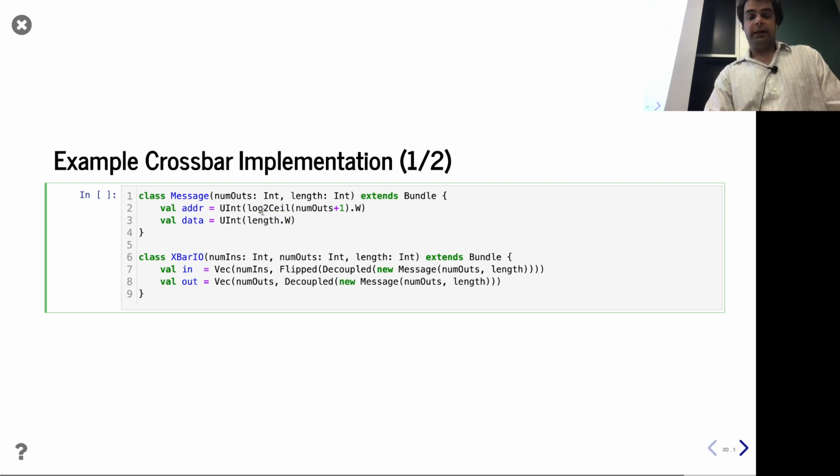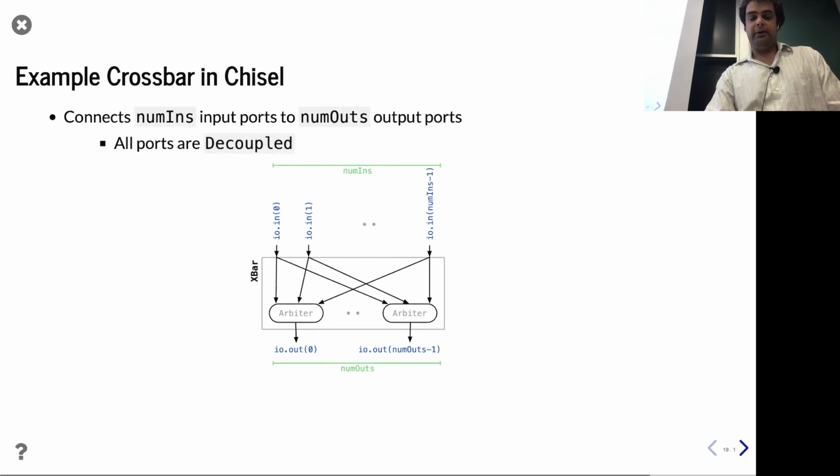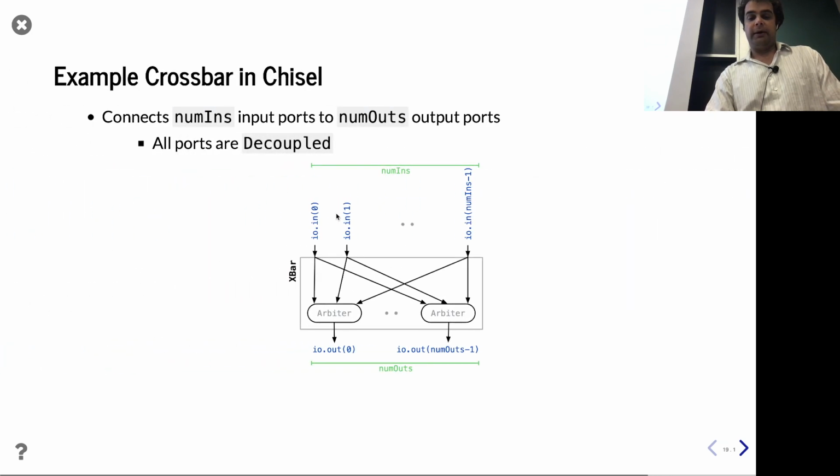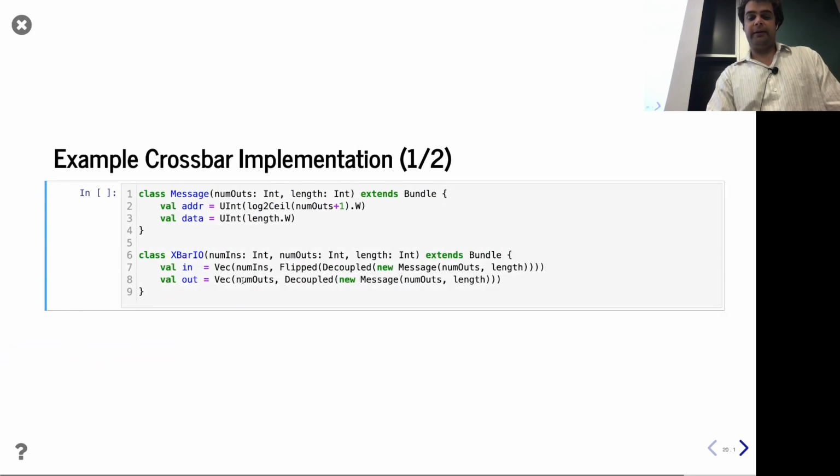Cool. Okay, and then for our crossbar, we can go ahead and declare the IO now, right? So we can see the IO. We have num ins coming in on one side, num outs coming out the other end. So we want a Vec of num ins one way, num outs going the other way. And what do we have? Well, we're going to have Decoupled messages as the thing we're sending on this port. Because the input we want to be flipped, to make it more clear looking at the output one, you can see each of these messages is going to be Decoupled.